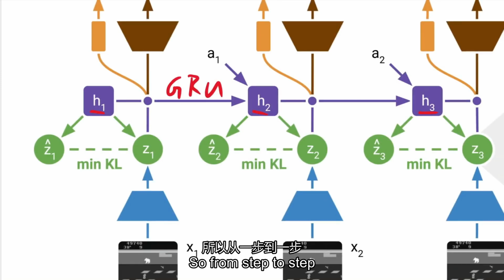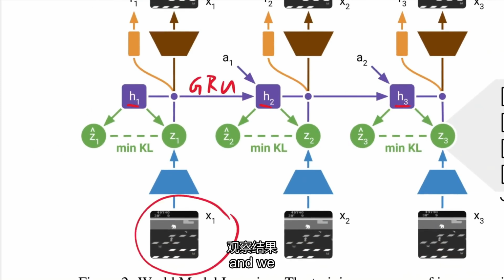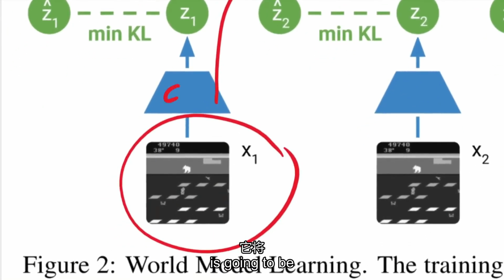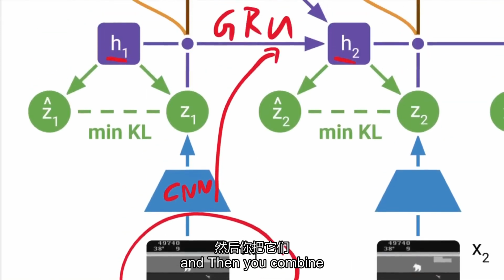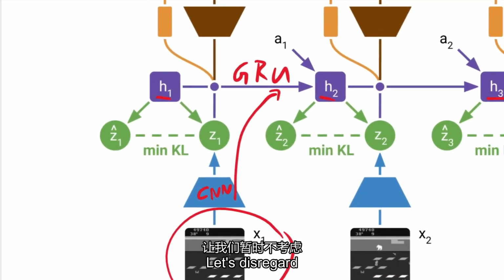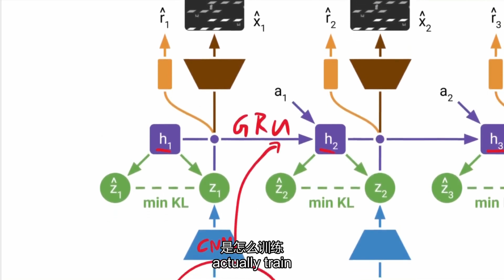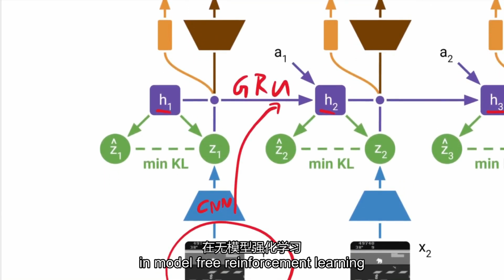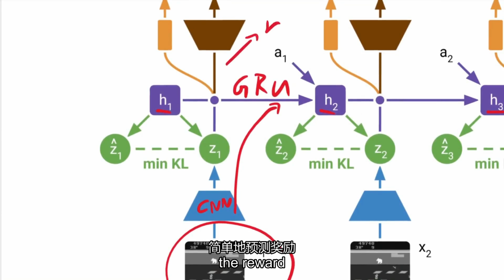So from step to step, we get an observation, and we somehow want to incorporate that information and keep track of it. Now, how we do it, usually, this is it, right? Usually, you just feed this into an encoder, which in this case is going to be a convolutional neural network. And then you put that as an input into your recurrent cell. Let's disregard everything else for a moment. How do you actually train the thing? Usually, in model-free reinforcement learning, you would simply predict the reward or the action that maximizes the reward. Like you would predict the best action to do in actor critic, or you can actually predict the Q value in Q learning.